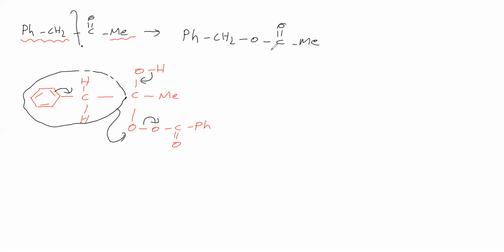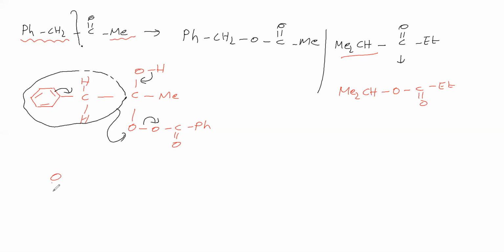So next one we will take. Me2CH, that is isopropyl, COEt, like this we will take. Here where O will be introduced, that we will see. Here isopropyl is having higher migration tendency. So between isopropyl and CO, oxygen will be introduced. Next reaction we will take.